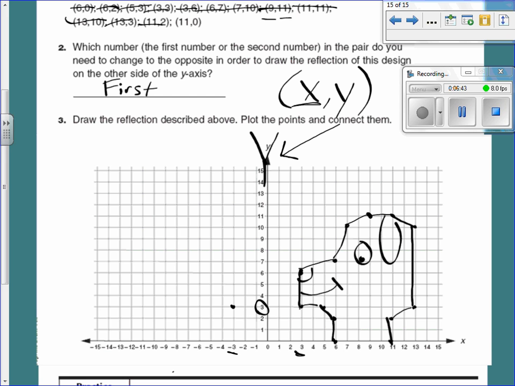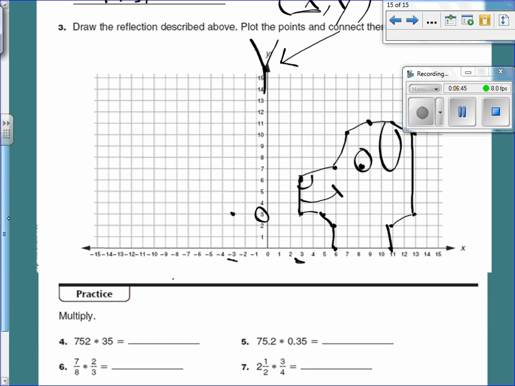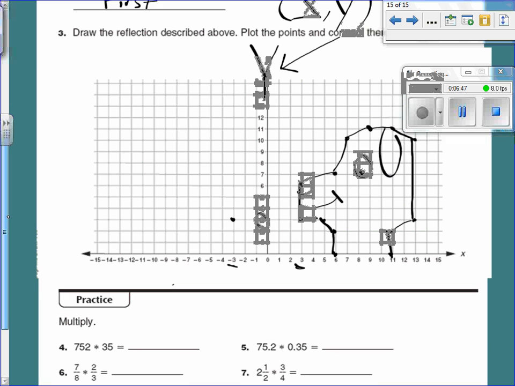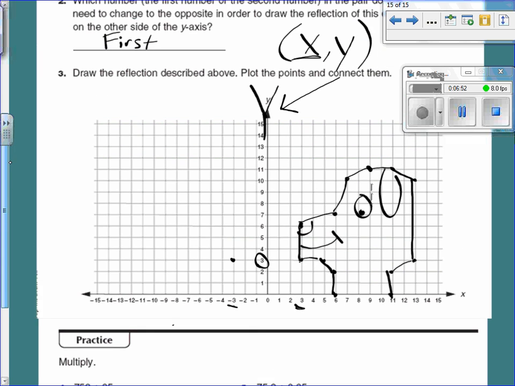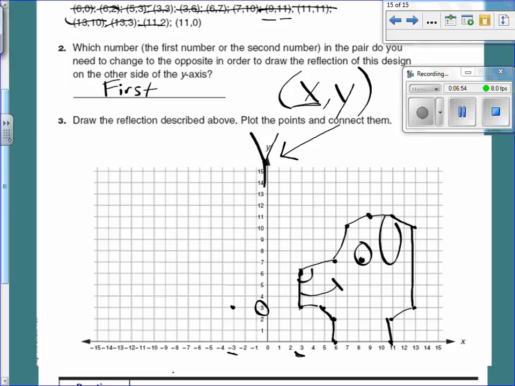Next one says, draw the reflection described above, plot the points, then connect them. So I have negative 3, 3. Okay, well, I can go up here too, I still have my list. So I had 6, 0, so that means I have negative 6, 0. I had 6, 2, so now I have negative 6, 2. I'm going to connect that. I had 5, 3, so now I have negative 5, 1, 2, 3.